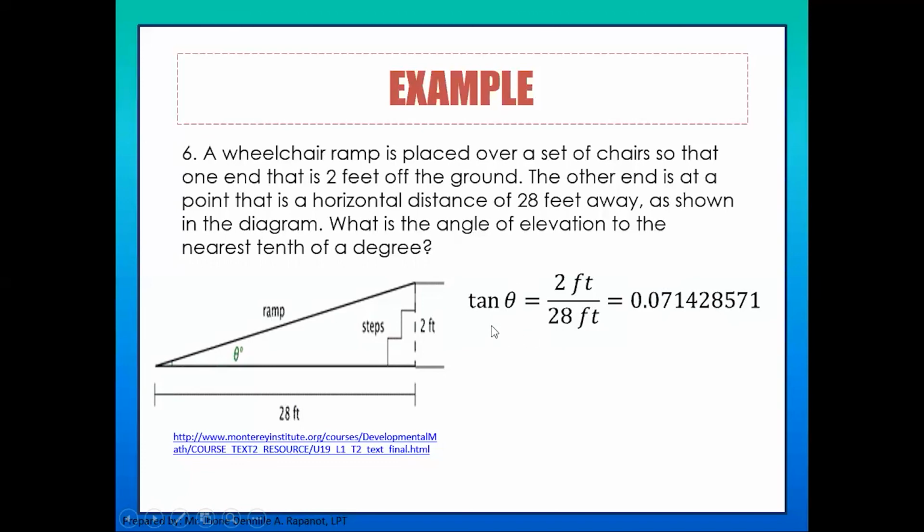Using your calculator, you can press shift tan, and what you're going to see is like this. So angle theta is equal to tan negative 1 multiplied to 0.07142857, and the answer is 4.1 degrees. Hopefully, you got the correct answer. And that's the end of our discussion for this particular mathematical tool, which is trigonometry.